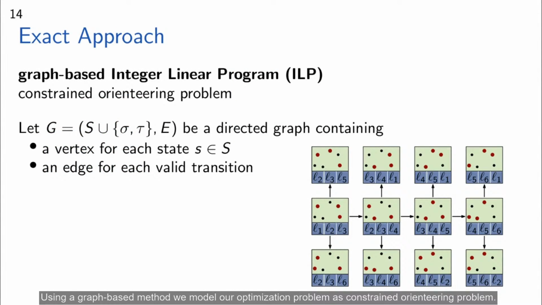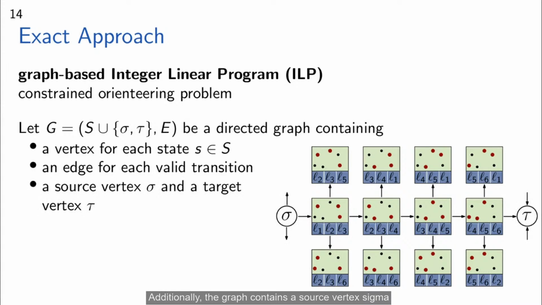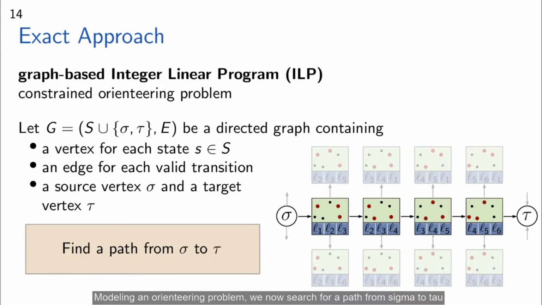Using a graph-based method, we model our optimization problem as constraint orienteering problem. To that end, let G be a directed graph containing a vertex for each possible state. Two states are connected by an edge if and only if the transition between these states is valid. Additionally, the graph contains a source vertex sigma and a target vertex tau that are connected to each state by an edge. Modeling an orienteering problem, we now search for a path from sigma to tau, minimizing our objective function and yielding a sequence of states.